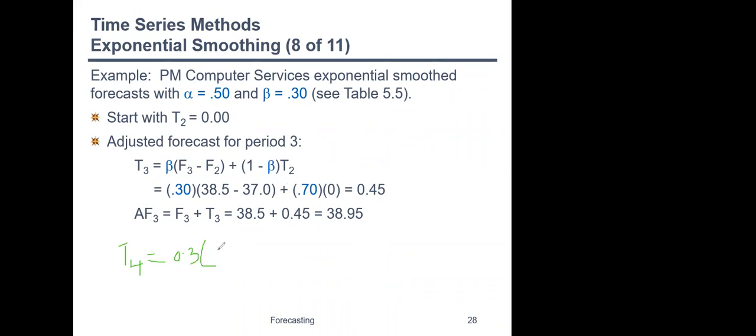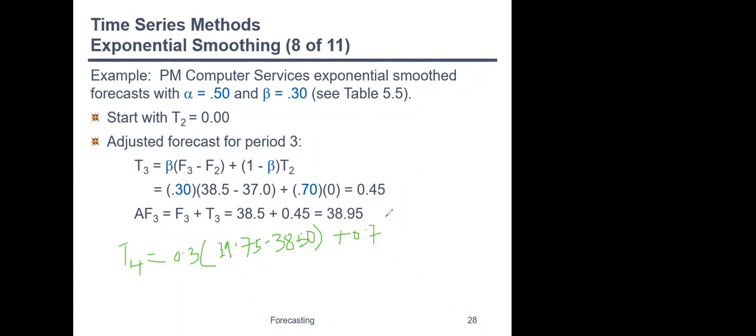So 0.3 into bracket 39.75 minus 38, minus 38.50, plus 0.7. Remember this time it will be 0.30.